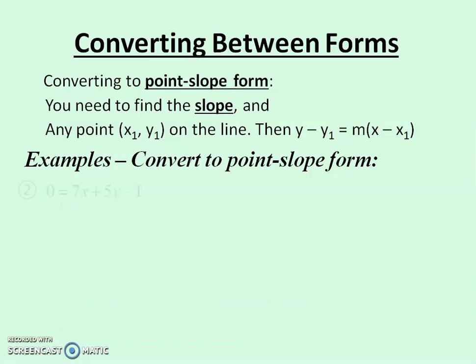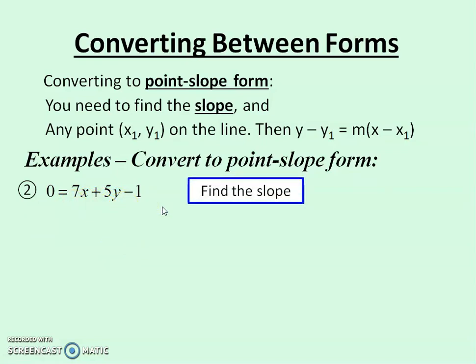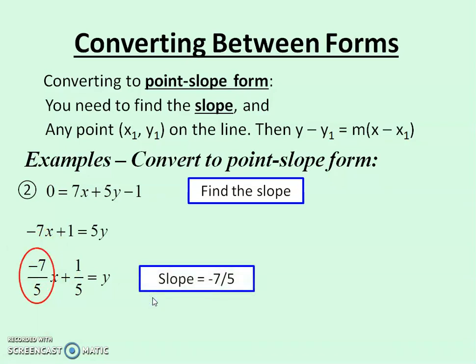And suppose I had this example, example 2, and I asked you to convert this to point-slope form. Well, here I don't have that shortcut of already knowing the slope, so I've got to find the slope first. How can I do that? I can find 2 points on the line, and I can calculate slope, or I can isolate y. And if I do that, then once y is isolated, this is slope-intercept form, and this coefficient of x is my slope. I know that the slope of this line is negative 7 over 5. Now I need a point on the line. How do I find a point on the line?